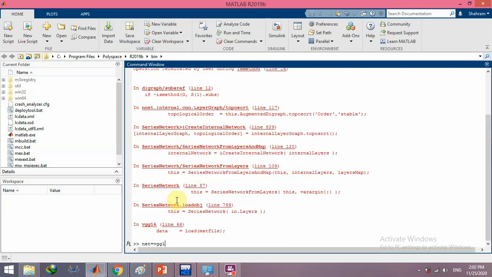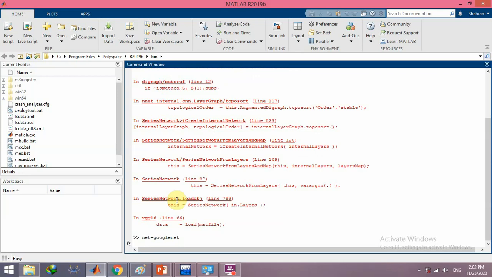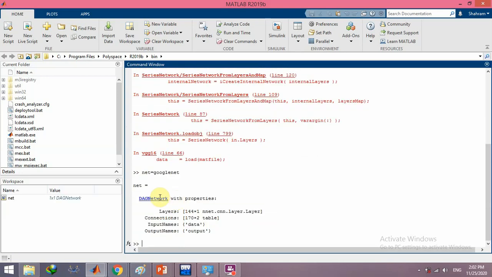Let me check another small-size architecture: GoogleNet. As you can see, after I load GoogleNet, one of the famous architectures, and put it in the net variable, the net variable has some properties: layers, connections, input names, and output names.